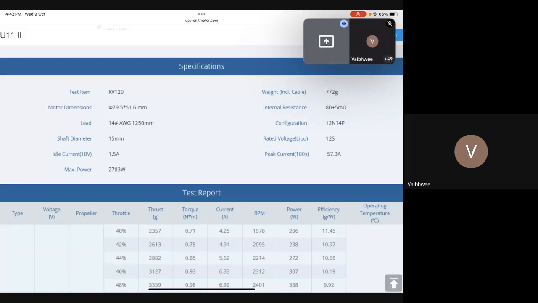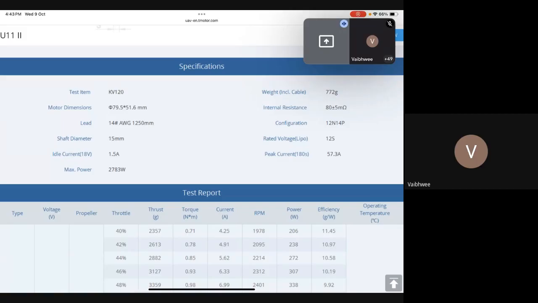If you have seen motor configurations, you usually have stator poles and rotor poles, or magnetic poles. So 14P means there are 14 magnetic poles or 7 pairs of poles, and 12N means there are 12 stator slots. Typically BLDCs are 3-phase motors, so with 12 slots and 3 phases, that means 4 slots per phase. Then of course there is the shaft diameter. The idle current at 18 volts is 1.5 amperes, which means if you just connect the motor and the motor is not running, it will still draw 1.5 amperes.